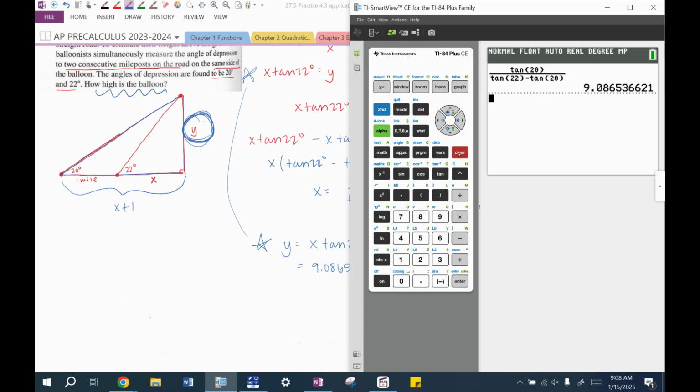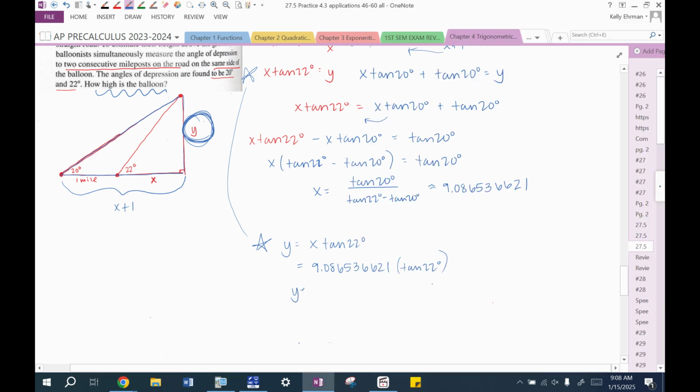Oh my gosh, I'm hitting all kinds of weird things. Hold on. If you messed up like I did, recalculate that and then hit times tangent of 22. There we go. So this is the answer for y, and this is the one I will round because it's my final answer. So y is approximately 3.671.